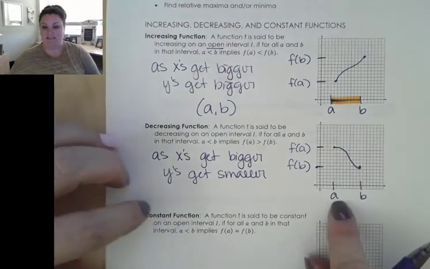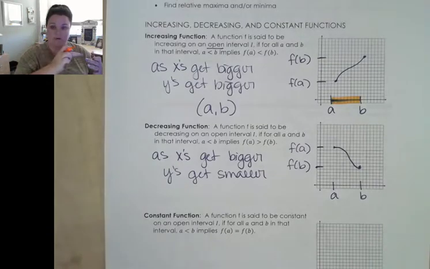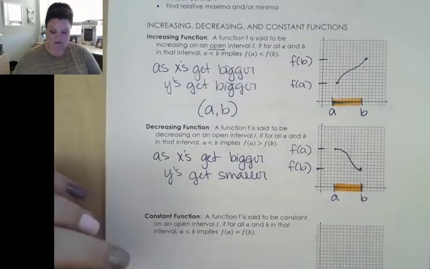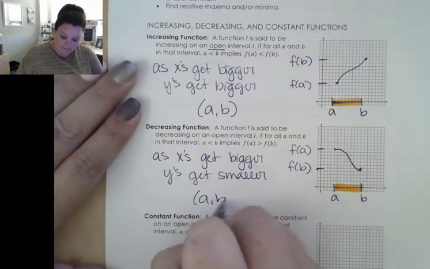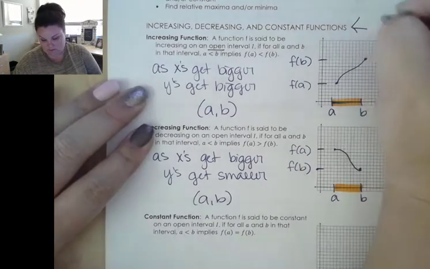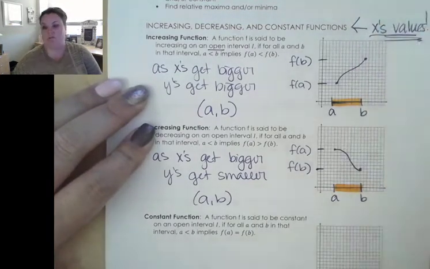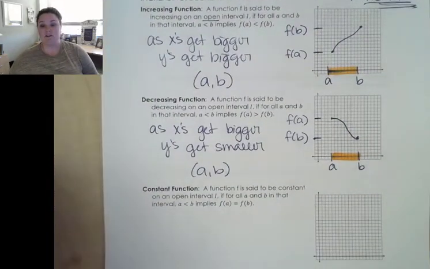So again, we're asking for the open interval, meaning we're not including endpoints, where all of my x's, as they're increasing, their y values are decreasing. So that would be all the x's between a and b. Notice we're always writing our interval in terms of our x values. These are our x values whenever we're talking about increasing, decreasing, and constant. Okay, so we've done increasing, we've done decreasing.